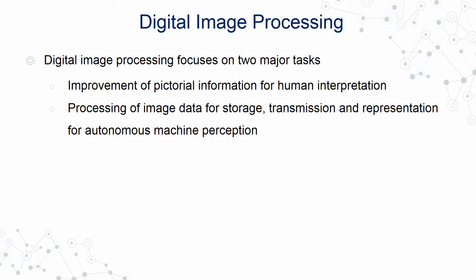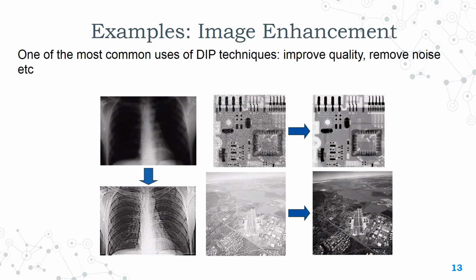Basically there are two major tasks. One is improvement of pictorial information so that humans can interpret it, and the second is processing the data to store, transmit or represent it for machine perception. Some examples: you can see an X-ray here from which information could not be extracted, but after image processing I can get a very clear visual of the X-ray, or a PCB which is very noisy and we removed the noise.